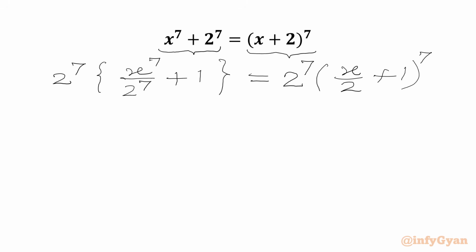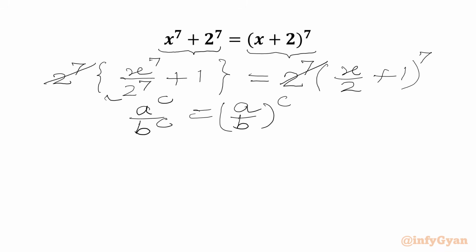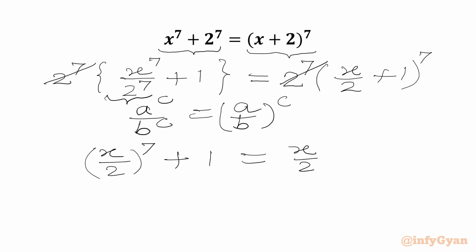Now we can divide both sides by 2 power 7, so we can cancel 2 power 7 from both the sides. Now we know one exponent property, a power c over b power c, anytime we can write (a over b) whole power c, which we are going to apply here. So I can write (x over 2) whole power 7 plus 1 equal to (x over 2 plus 1) whole power 7.